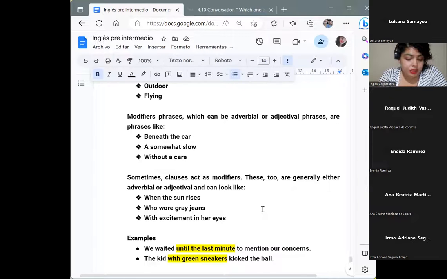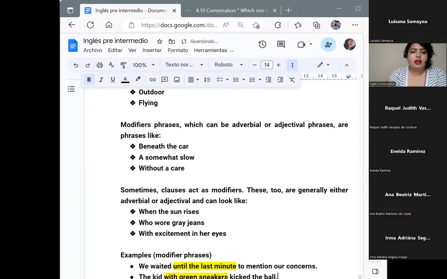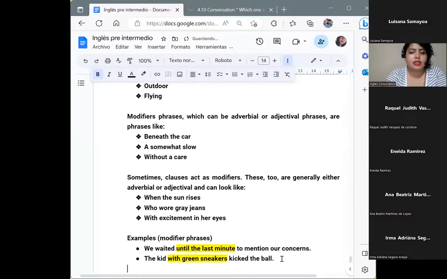And we are going to see. These ones are like modifier phrases. Aquí le vamos a poner entre paréntesis modifier phrases. Y el otro, vamos a hacer otros ejemplos con clauses, con cláusulas. And now I'm going to write examples with clauses. Con cláusulas, like this.